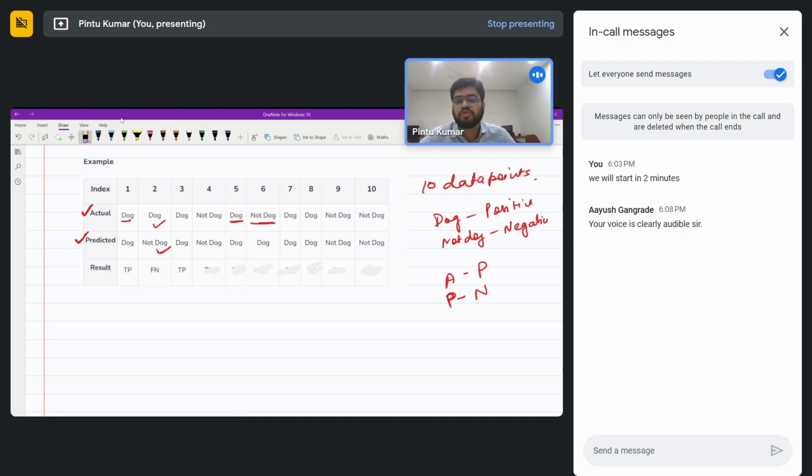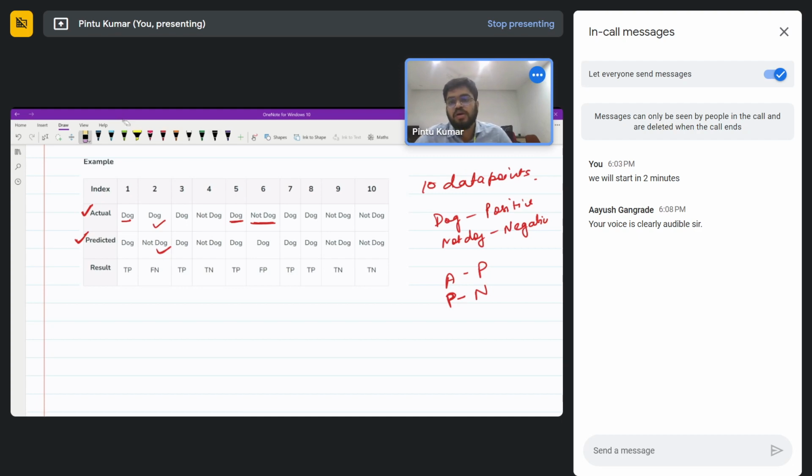Again, dog would be true positive. It was not dog and it was predicted not dog. So this is true negative, right? Again, true positive. Now this example has that it was actually not dog, but it was falsely predicted to be dog. That is, it was falsely predicted to be positive. So this is false positive, right? Again, dog is true positive, dog is true positive, not dog, true negative, not dog, true negative.